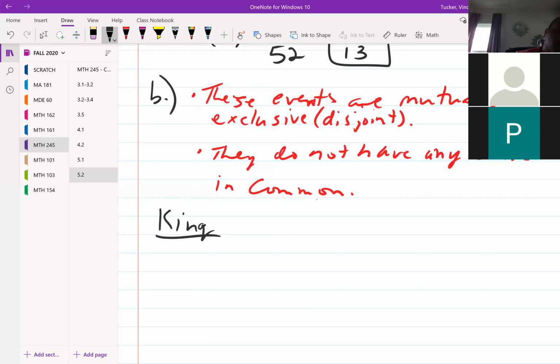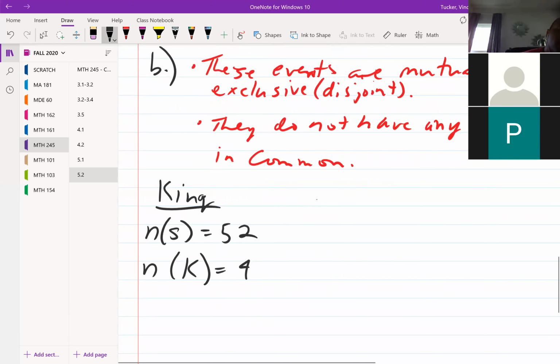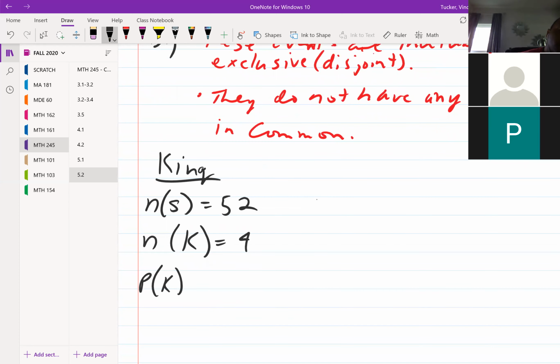No problem. So in each one of them, you would establish the sample space, establish the number of outcomes in the event, and then put the number of that event over the sample space.